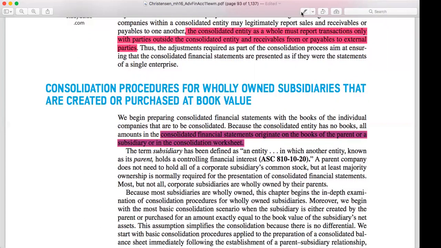So you've understood what a subsidiary is and what the parent is, right? The parent holds the controlling financial interest, right? Sometimes the parent doesn't need to hold all of the subsidiary's common stock, but at least a majority ownership. We've also discussed this before, talking about the ownership, right? So a presentation about the ownership is required in the consolidated financial statement. Okay.